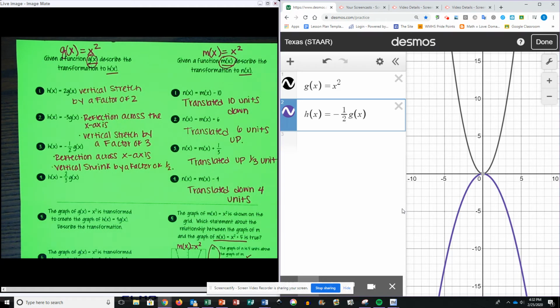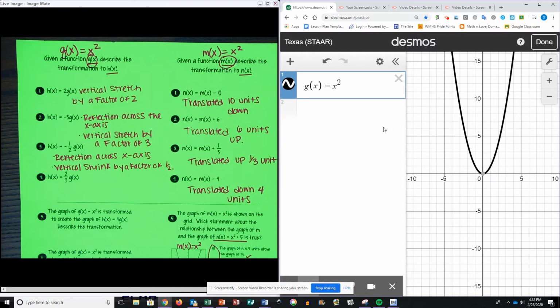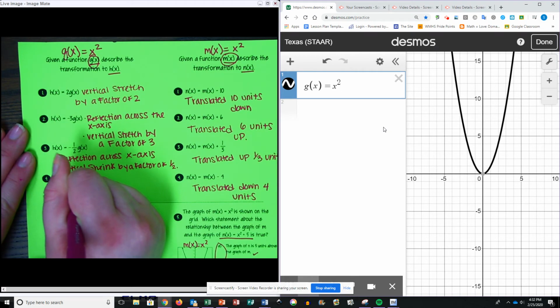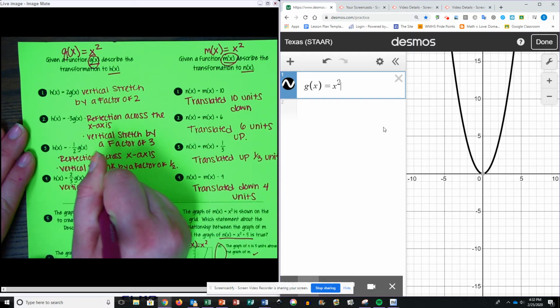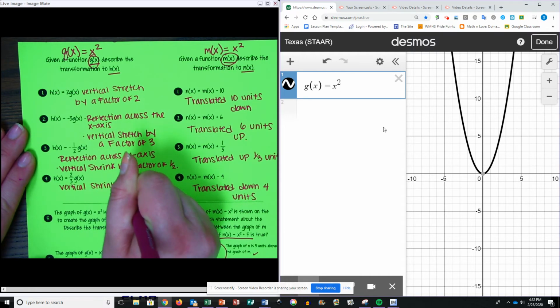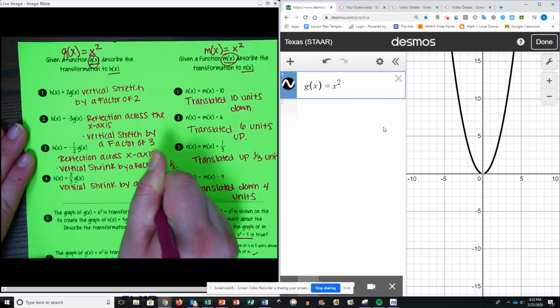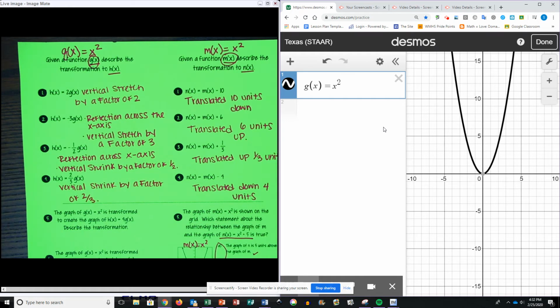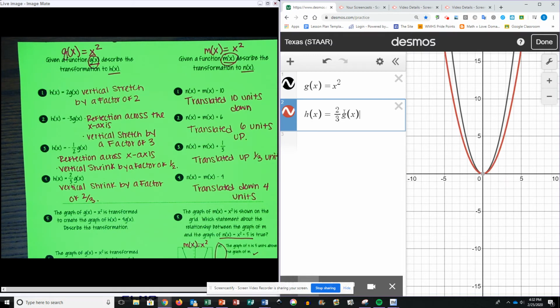Okay, so if I look at the next one without even typing it into Desmos, hopefully I can see that it's a fraction. It does not have a negative sign, so it should be a vertical shrink by a factor of 2/3. So let's try it. If I type in h of x equals 2/3 g of x, this red line is just a little bit wider than our original parent function, the black line.